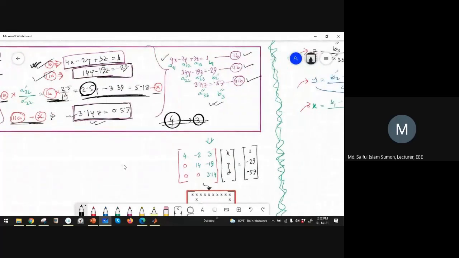So this set of equations can be written something like this. In the matrix form I can write like this: 4, minus 2, 3, and 14, minus 19, minus 29. So these are the variables and these are the right hand side. Are you okay with this representation? Very simple thing. Yes, sir.